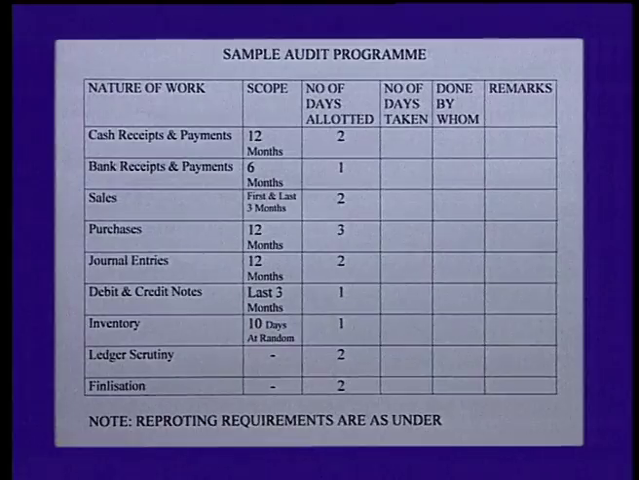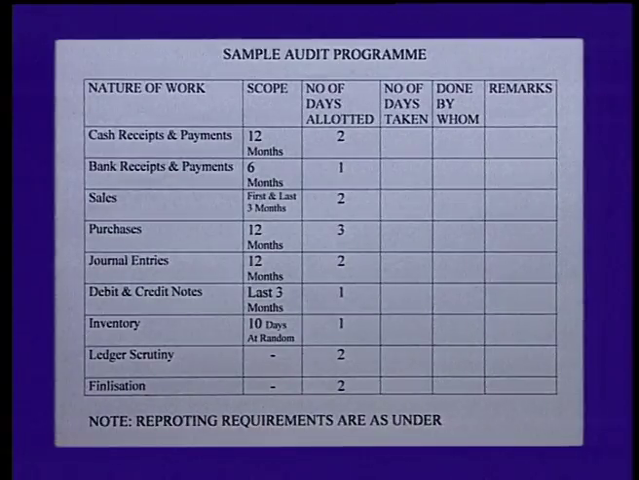Now, once these things are there, he will prepare an audit program. I have given you a small sample audit program. Now, this sample audit program has different columns. The first column is the nature of work, the second column is the scope, that is, what is the scope of the work, whether you should do it 100%, whether you should do it for 6 months or 3 months or sample checking. The third column gives the number of days allotted for a particular work. The fourth column gives the number of days taken actually by the audit assistant. Then the next column gives the name of the person or persons who have actually done this work, and the last column is for remarks.